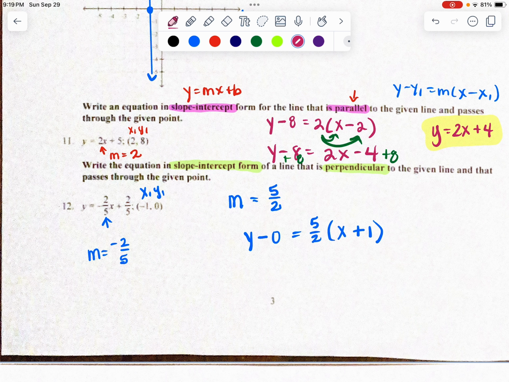I do have to use the distributive property. Certainly nothing new at this point. Y minus 0, well, that's just a y. Anytime you subtract 0, that's just y, so I don't need to do anything there. 5/2 times x is 5/2 x, and 5/2 times 1 is 5/2. So that's it. That's the solution to number 12, writing the equation perpendicular to the given one.